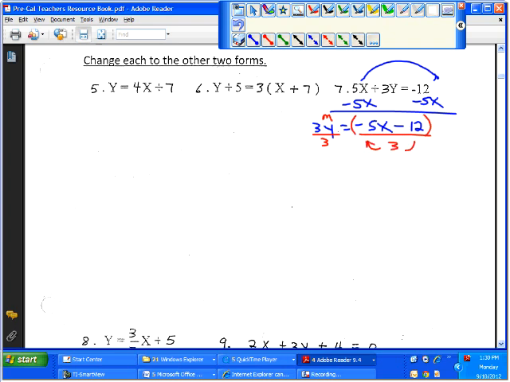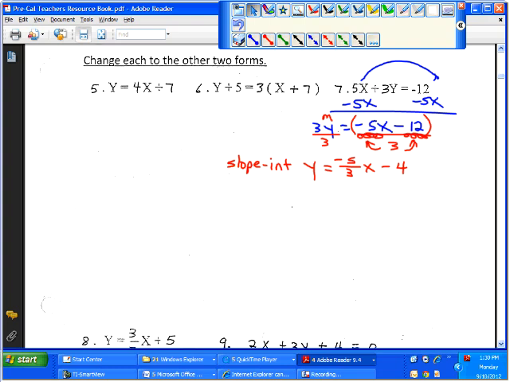And so we're going to have y equal negative 5 divided by 3 times x. And then negative 12 divided by 3 is negative 4. So that's it in slope-intercept form. Understand that? So we move the x to the other side, remembering to change the sign when we cross over. We undid multiplication by division, and we had to distribute the 3. Okay?